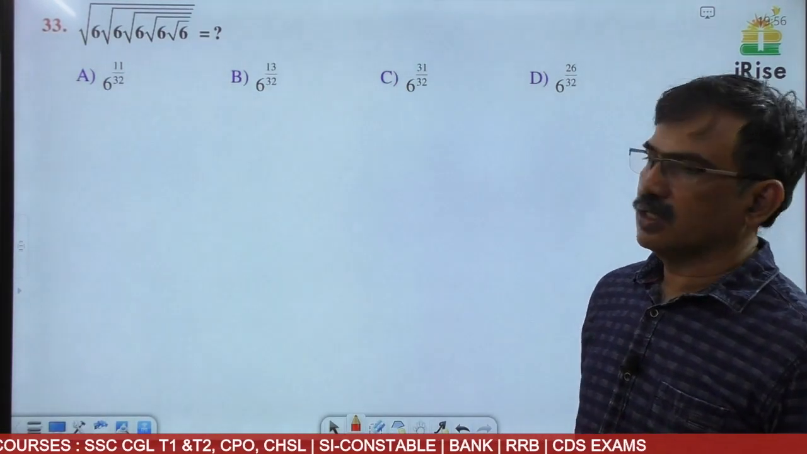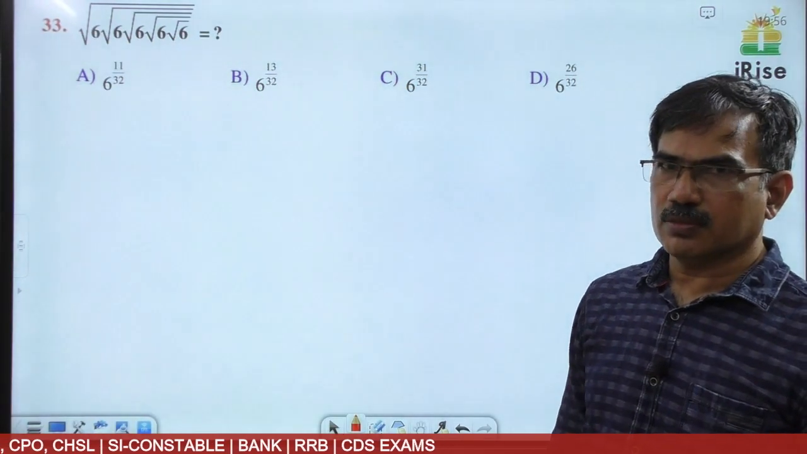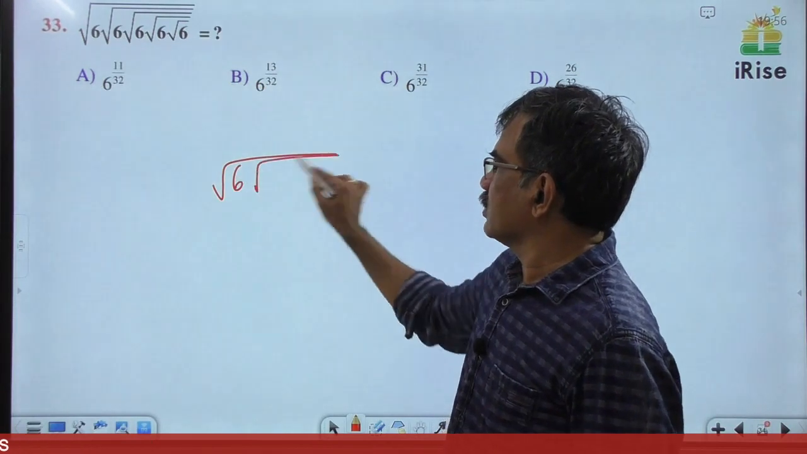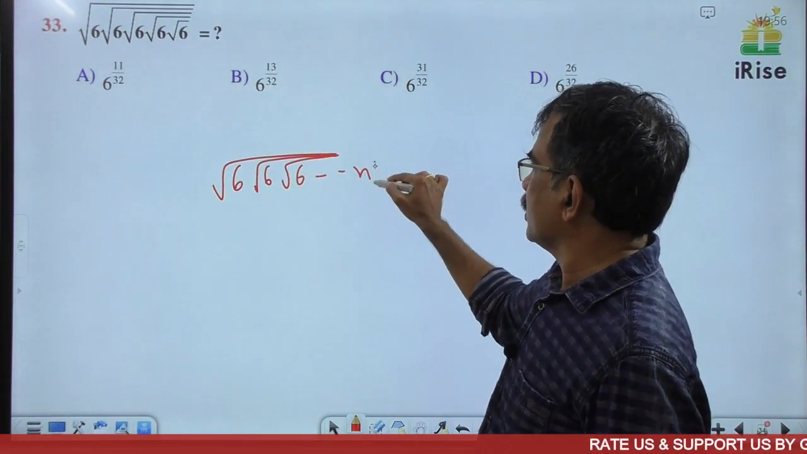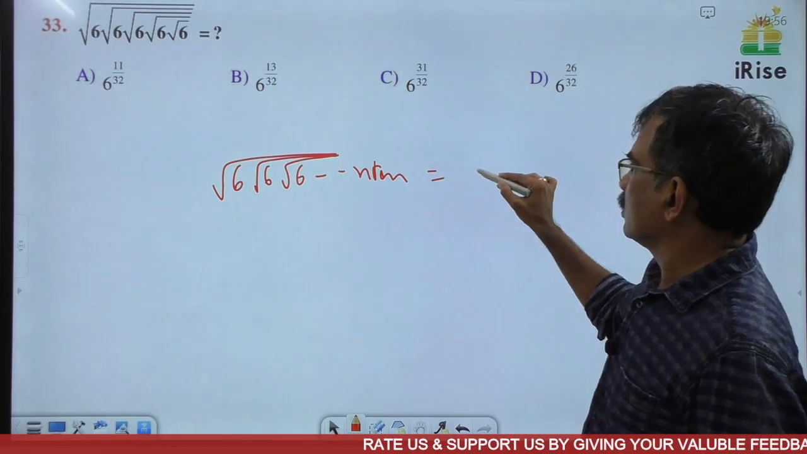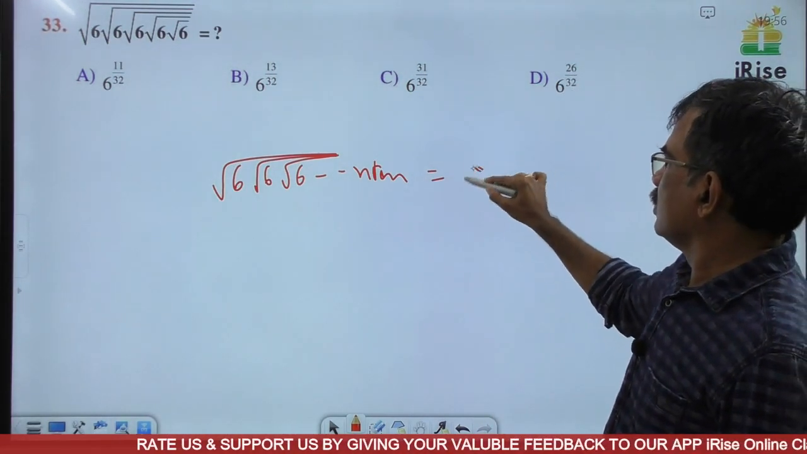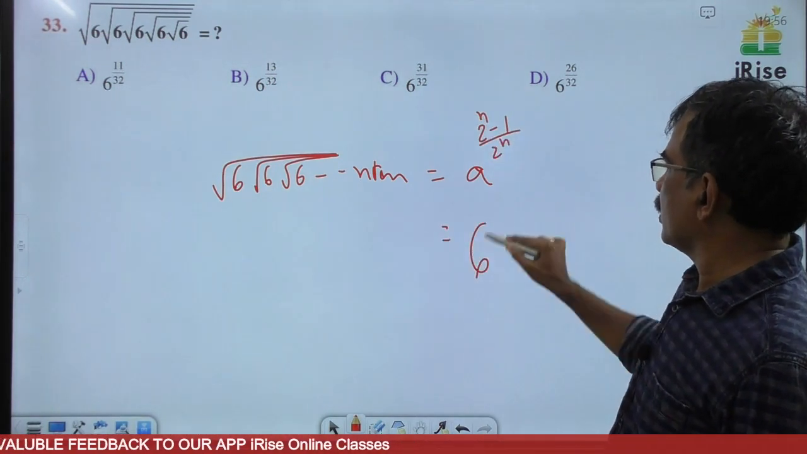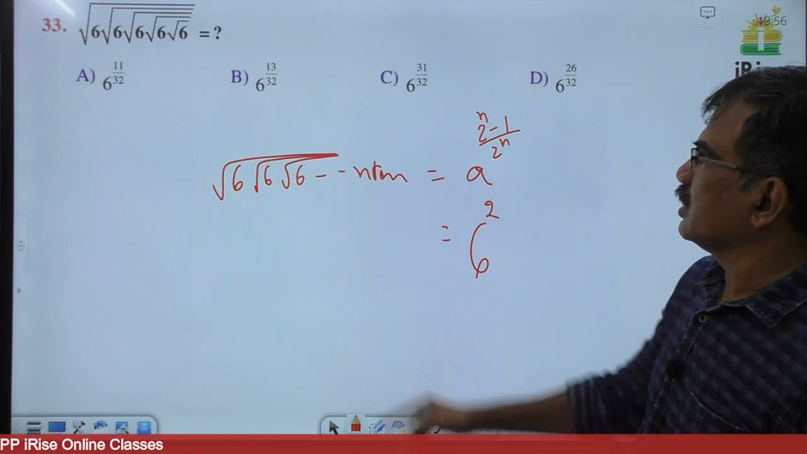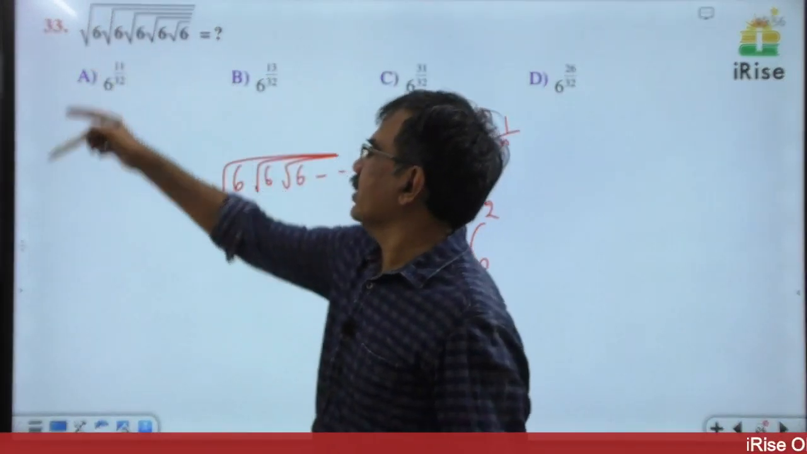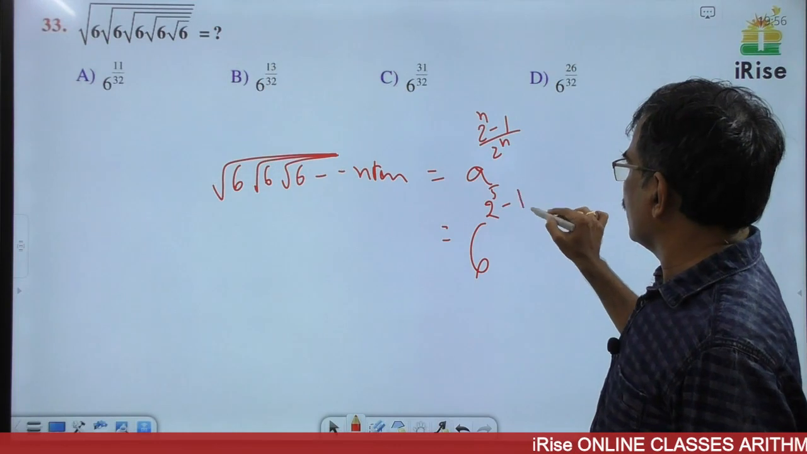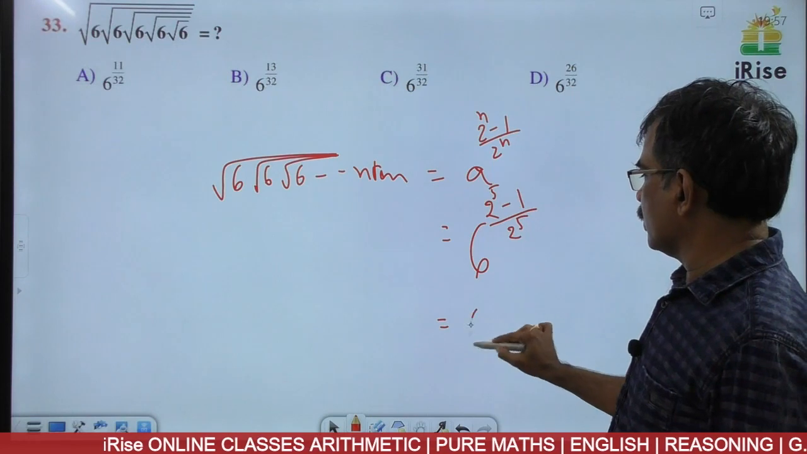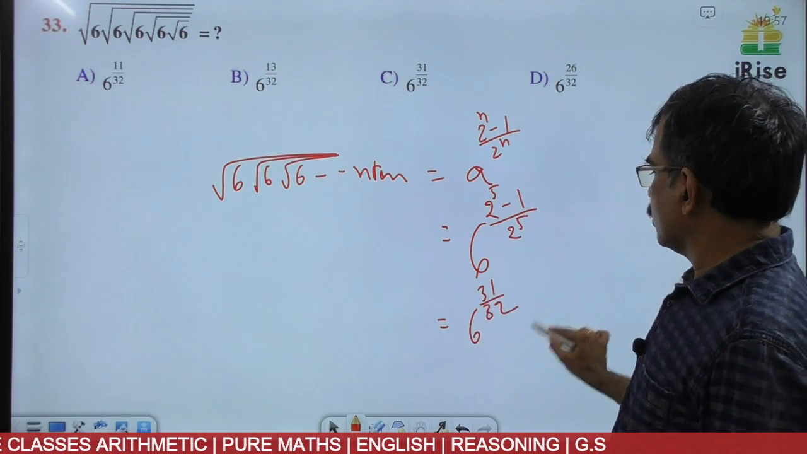In the previous example, root of 6 up to infinity is given, the answer is 6. Here root of 6 up to n terms is given, what is the formula? A power 2 power n minus 1 by 2 power n, where a is 6. How many terms are written there? 1, 2, 3, 4, 5. So 2 power 5 minus 1 by 2 power 5. 2 power 5 is 32. 32 minus 1, 31. 6 power 31 by 32 is the answer.